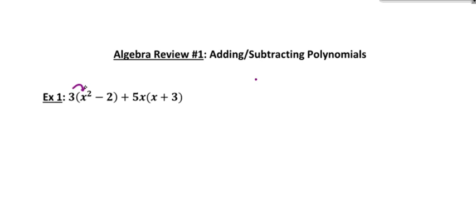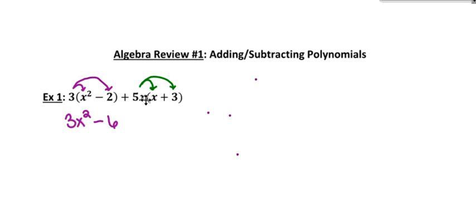So always the very first thing that I'm going to do when I'm faced with one of these problems is I'm going to distribute any terms that require distribution. So I'm going to multiply the 3 times the x squared to obtain the term 3x squared. And then I'm going to multiply the 3 times the minus 2 to obtain the term minus 6. And then I'm going to do exactly the same thing with the second set of parentheses.